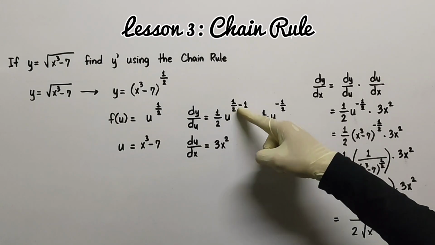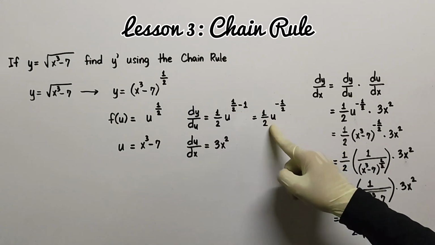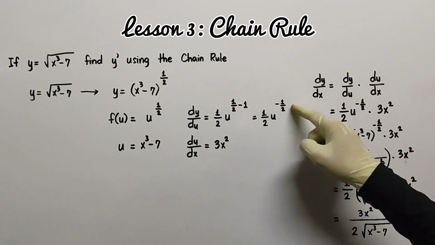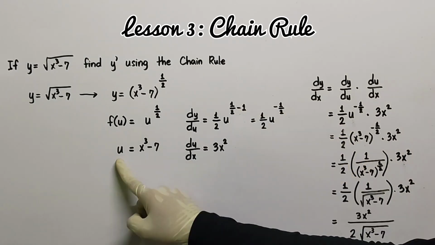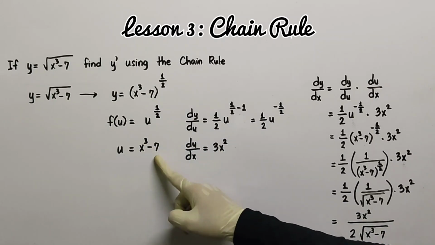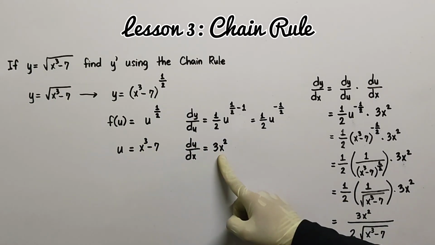This exponent minus 1. So that is equal to 1/2 u. 1/2 minus 1 is negative 1/2. Our u is x cubed minus 7. And the derivative of x cubed minus 7 is 3x squared.